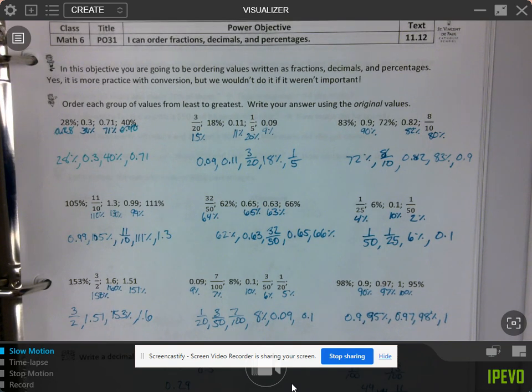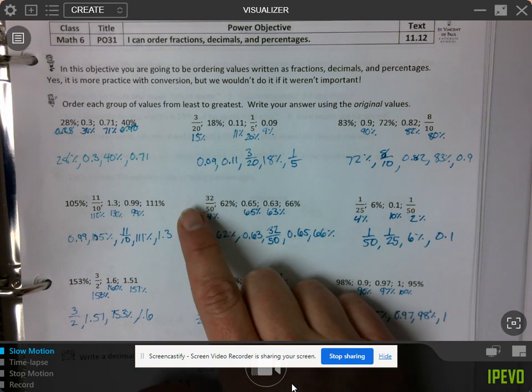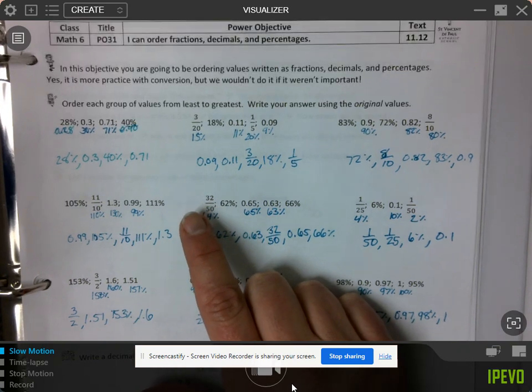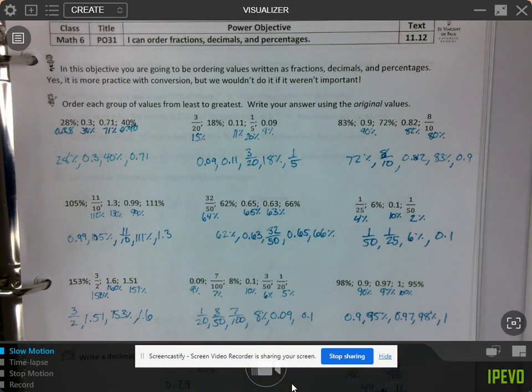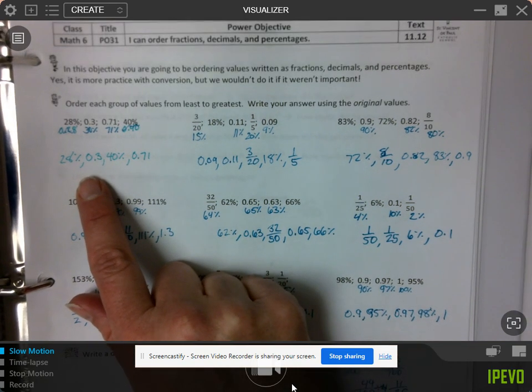Good morning. Today we are correcting PO31. I can order fractions, decimals, and percentages. Some of them we did in class when we were going through the lesson. I'm just going to go over all of them because I honestly don't remember what we did together and what we didn't. So I will go over them all.